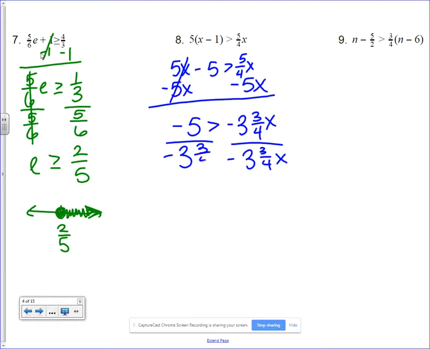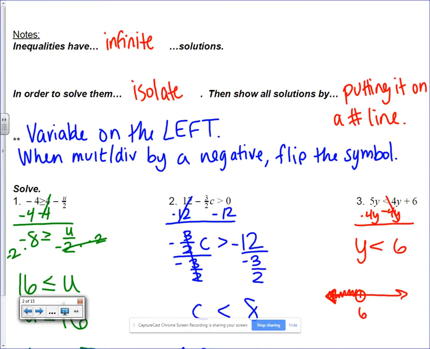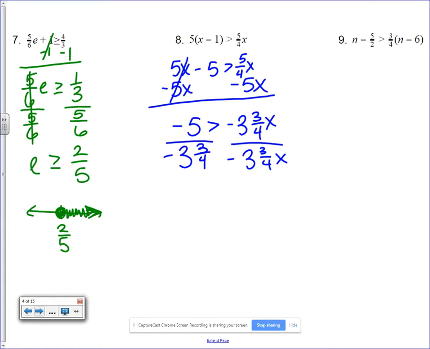And does everybody see how I'm dividing by this negative number in the bottom? So what do I have to do to my symbol? No. Well, I am going to make it positive, but that's not what I'm asking you to do. You guys all see this sentence right here? When multiplying and dividing by a negative, flip the symbol. So that means that this symbol now has to point the opposite direction. We all see that? All right, and you said this would be a positive.